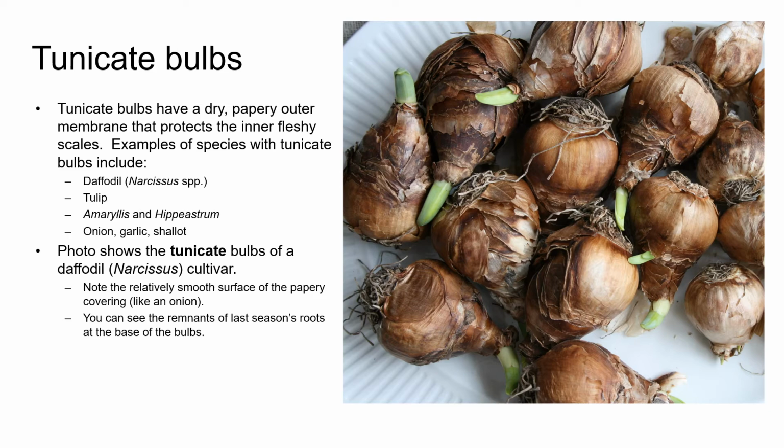Note how the bulb is covered with brown, dry, papery layers, just like an onion. If you look closely, you can see the ridge of the basal plate and the remnants of last season's roots attached to the basal plate.